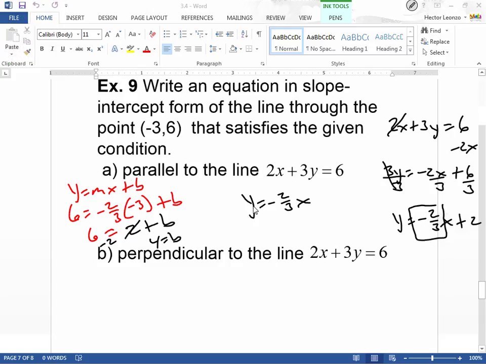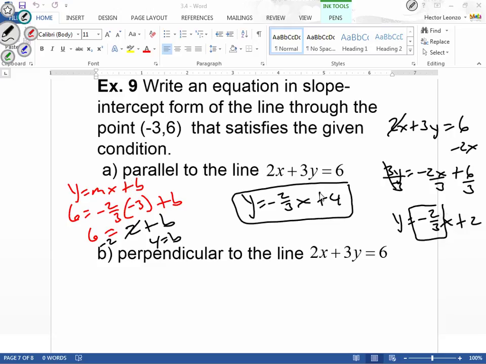So I can finish my equation. Y equals negative 2/3 x plus 4. Once again, when it says parallel, make sure you have the same slope of the line. Now, when it says perpendicular, if you notice, it's the same line, right? 2x plus 3y equals 6. I'm not going to do the whole work again. I know the slope of this line is negative 2/3.